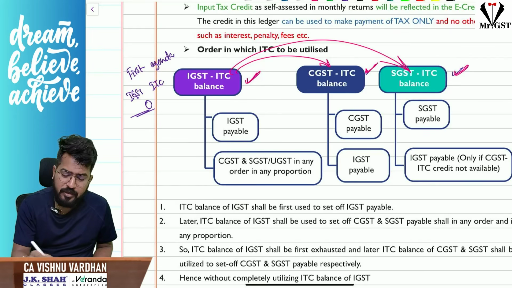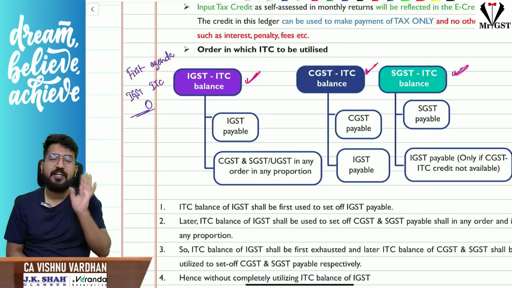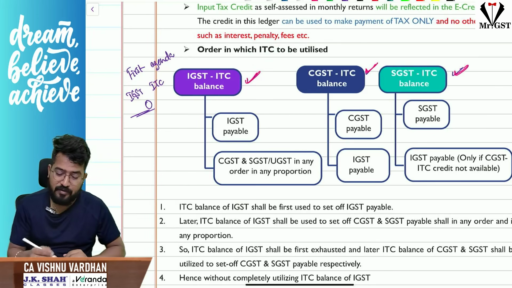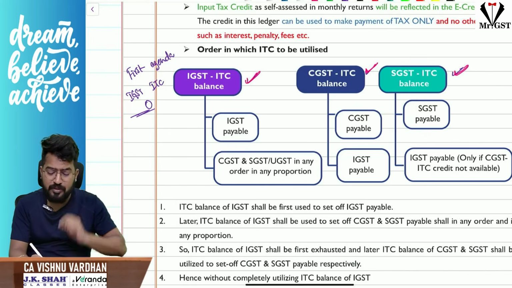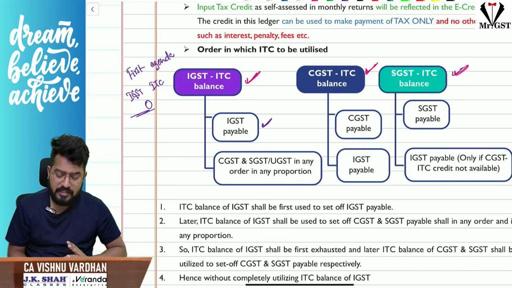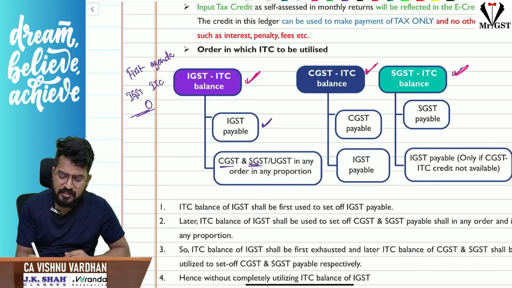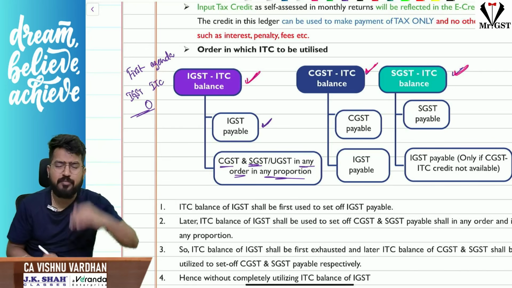You can only use the balances in ITC, but you cannot transfer that from one ITC head to another ITC head. Please be very careful. Okay. So IGST ITC balance, sir, first you should be using it for IGST payable. After using it for IGST payable, then what will happen, sir? If at all any balance is there, CGST and SGST in any order, in any proportion, you can use it.